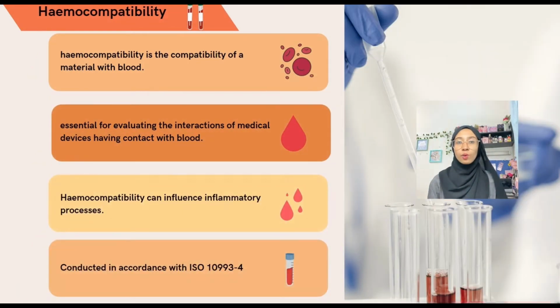Next, there are a few biological evaluations, and first of all is hemocompatibility. Hemocompatibility is the compatibility of a material with blood. It is essential for evaluating the interactions of medical devices having contact with blood. Hemocompatibility can influence inflammatory process. It is conducted in accordance with ISO 10993 Part 4.